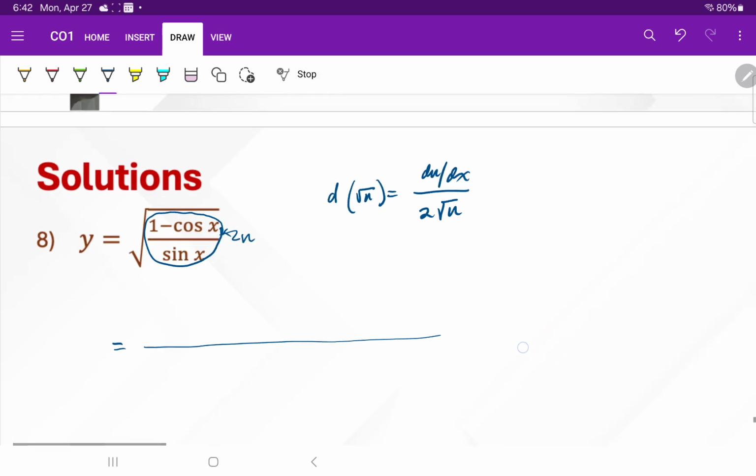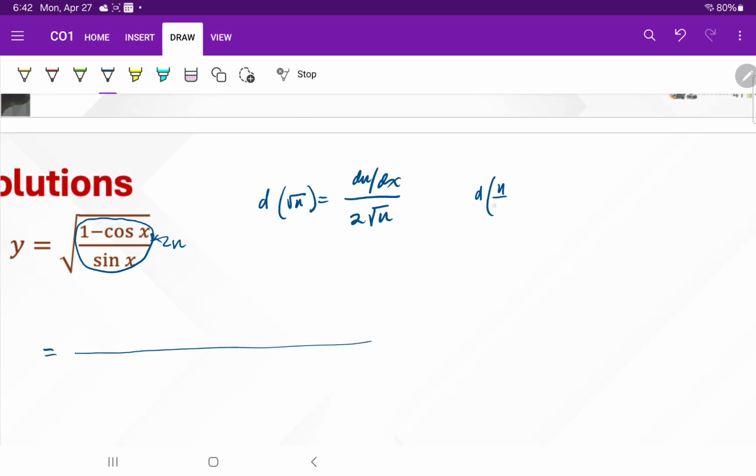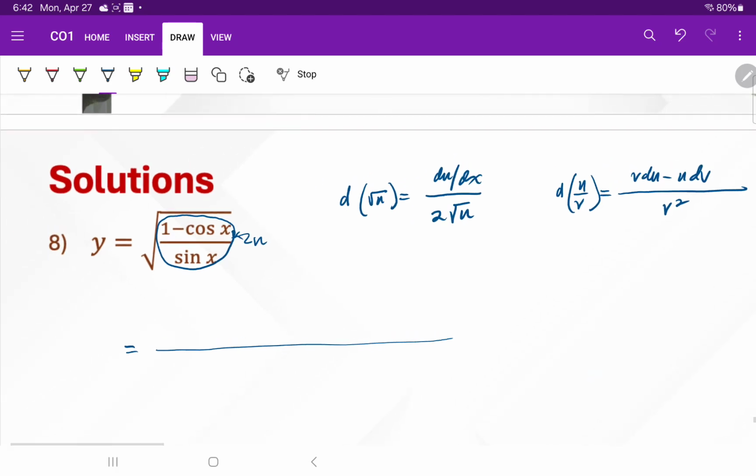But to solve for the derivative of u, we use the derivative of a quotient, because you have there u over v. So v du minus u dv over v square. So we get here what? In the numerator, du dx is the numerator. Let's copy 2 square root of u. So 2 square root of u is 1 minus cosine x over sine of x. Then in the numerator is the derivative of 1 minus cosine x over sine x, the derivative of u.